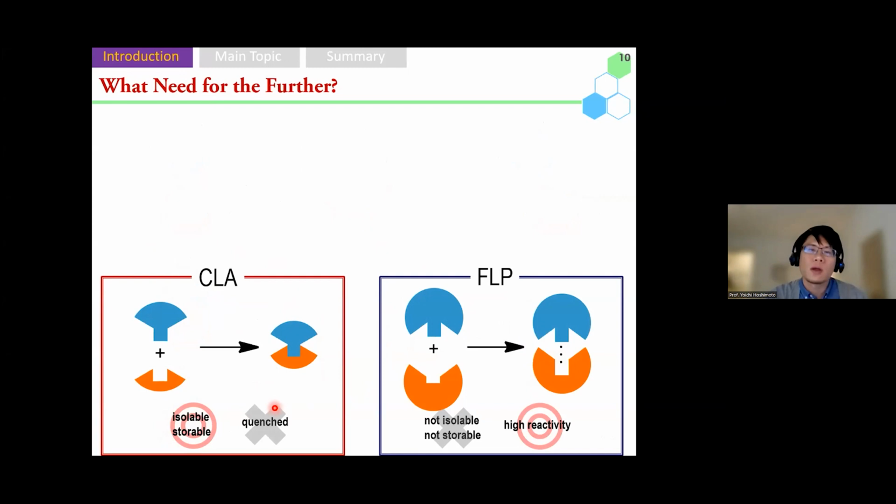Given this background, we envision the generation of both CLAs and FLPs by using a single pair of Lewis acid and base. If such a system can be achieved, we can generate reactive FLPs from isolable, self-stable CLAs somehow. So how do we realize it?